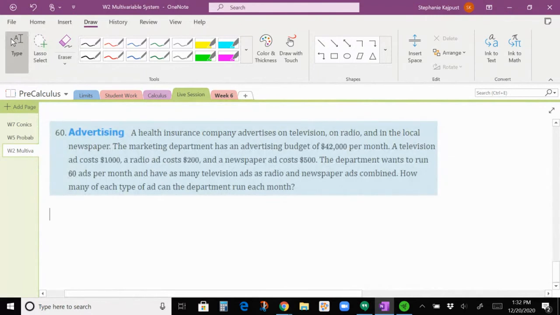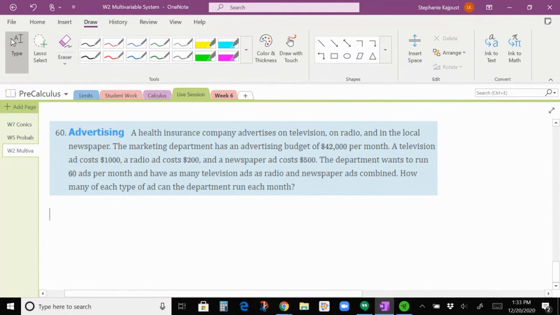So this is coming from section 7.3. This is the end of section exercises. A health insurance company advertises on television, on radio, and in the local newspaper. The marketing department has an advertising budget of $42,000 per month. A television ad costs $1,000, a radio ad costs $200, and a newspaper ad costs $500. The department wants to run 60 ads per month and have as many television ads as radio and newspaper ads combined. How many of each type of ad can the department run each month?